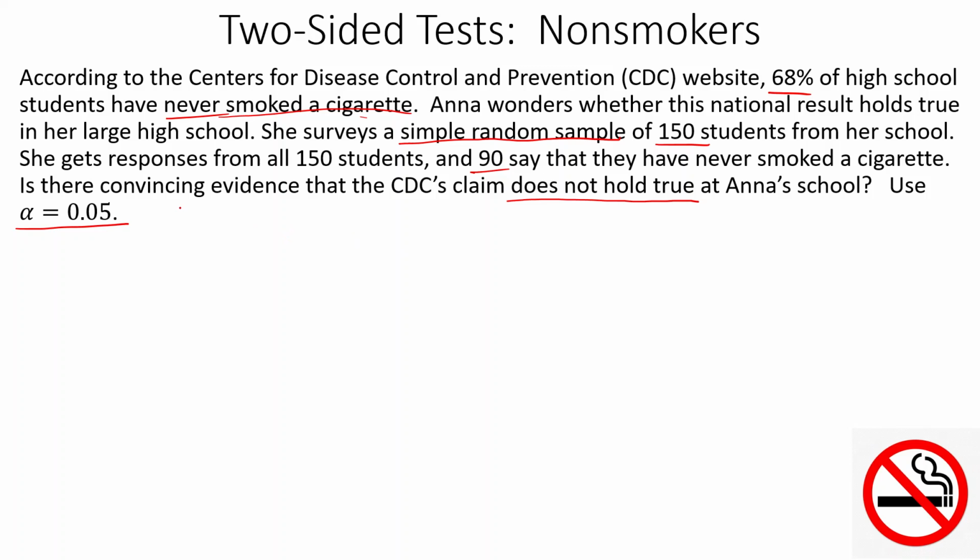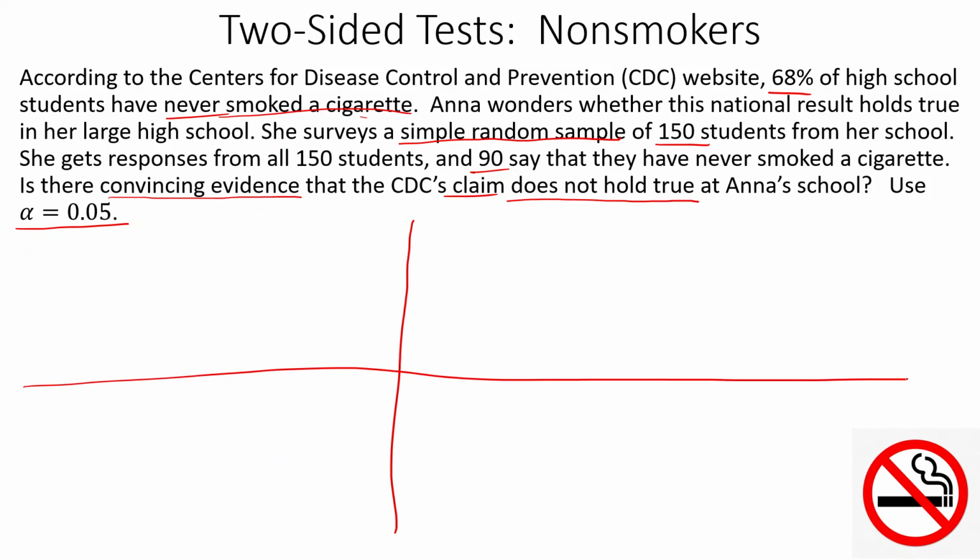All right, so we're looking for convincing evidence for a claim. That's what tells us we're doing a hypothesis test. Another key indicator is they give us an alpha value. So we go ahead and we draw our big old cross here, and we start by stating what we know. So we're working with a proportion. So p is the true proportion. I haven't even thought about what it stands for yet, I'm just writing true proportion of high school students who have never smoked a cigarette.